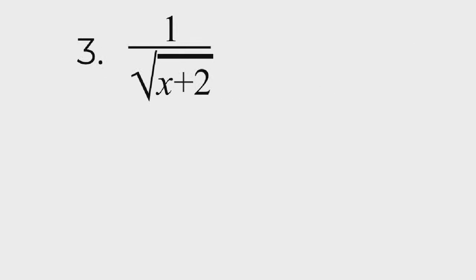For number 3, we have a radical inside a denominator. So if you remember, the denominator cannot equal 0, and for radicals, the number on the inside, so the x plus 2, this must be greater than or equal to 0. So that means x plus 2 has to be greater than 0. It can't equal 0 in this case because we can't divide by 0. So to solve for x, we're going to subtract 2 on both sides, so x is greater than negative 2.